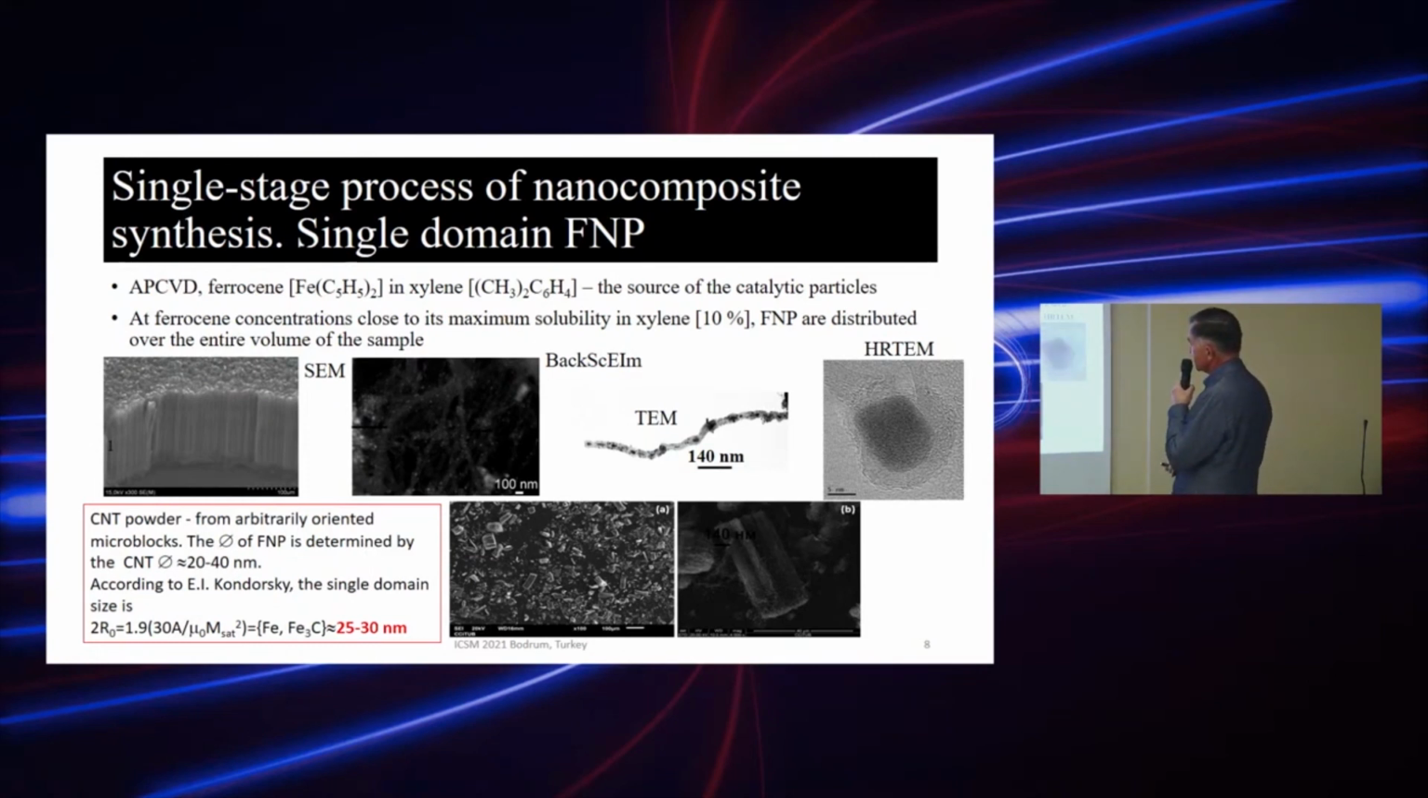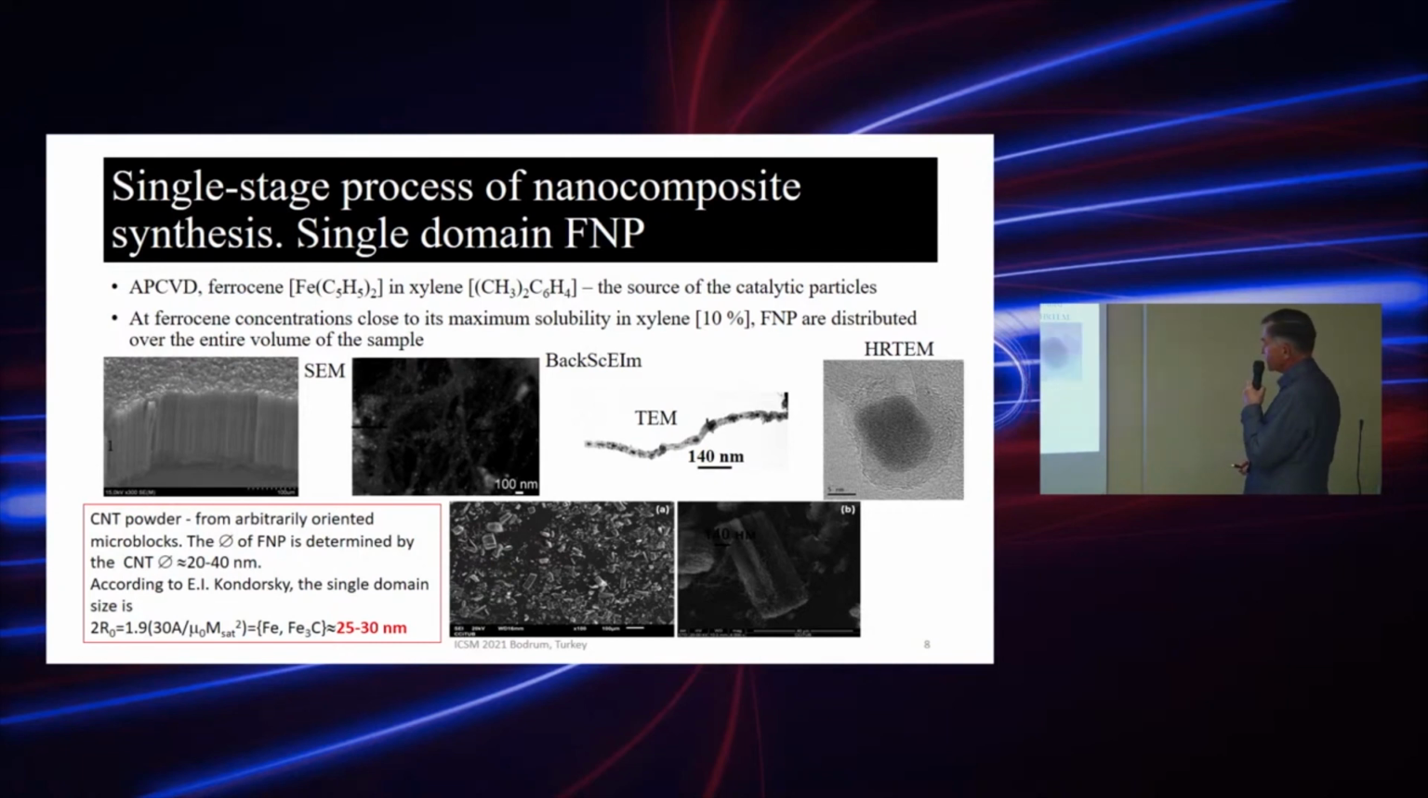As it is seen from backscattering electron image, here the bright spots are iron-based nanoparticles. Why iron-based, I will tell later. So they are distributed all over the sample. For such high concentrations, iron-based nanoparticles are embedded inside carbon nanotubes, inside walls of carbon nanotubes, and also outside walls of carbon nanotubes. But in any case, they always are covered by carbon shells.